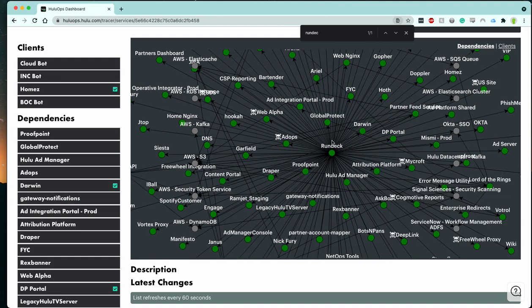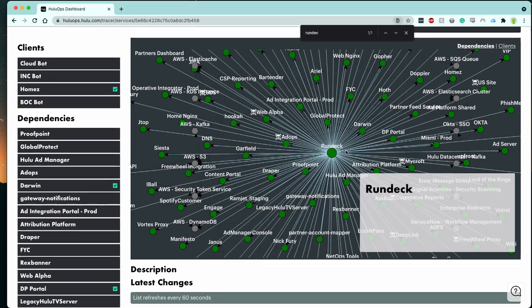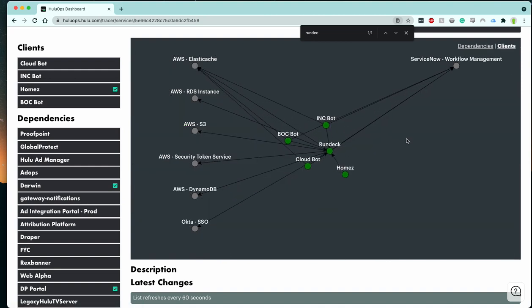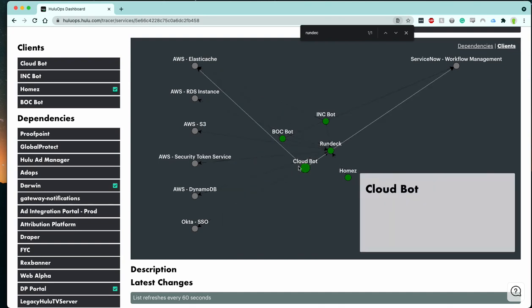So if Homez were down, well, Rundeck's probably going to have a problem with pulling anything from Homez or Doppler. But if I go to clients, I actually see what's pulling data from me. So not only am I impacted by others' degradation, but because I have clients, they're also impacted by that degradation. So Homez, CloudBot, BachBot, Inkbot, all of them use Rundeck. And so if Rundeck's not able to run its jobs, then Inkbot's probably not going to be able to run its jobs, and so on and so forth. So this is dependency mapping.